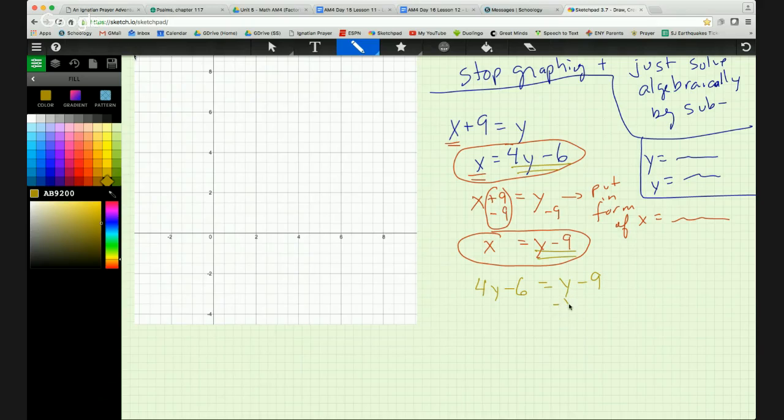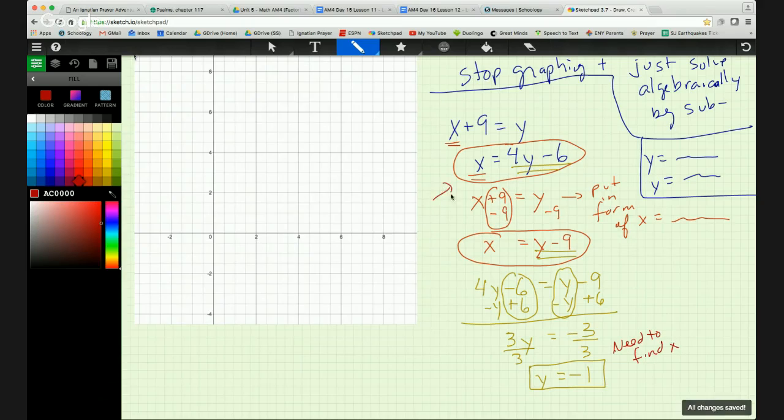So we're going to subtract y from both sides. And my numbers are going to end up over here, so I'm going to add 6 to both sides over here. These cancel, and these cancel. So I get 4y minus y is 3y equals, and negative 9 plus 6 is negative 3. Now we're going to divide both sides by 3, and I get y equals negative 1. Am I done? No, now I need to find x.